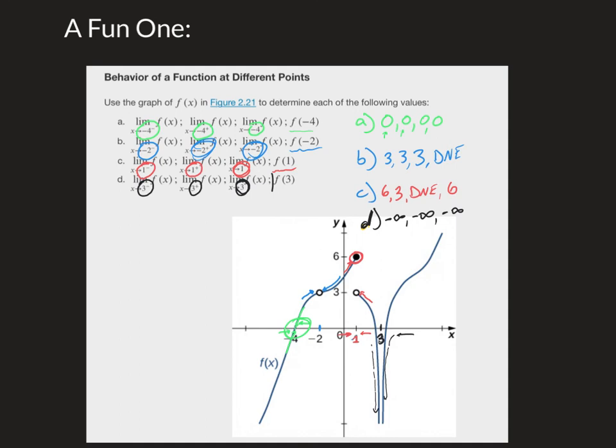All right, this is an important one. We haven't really talked about this yet. F of 3 does not exist. Is there a point, a coordinate, 3 comma something on this graph? The answer is no. It's not 3 comma negative infinity. That's not a point. Negative infinity isn't like a number that you can plot. It's just where the graph goes down forever.